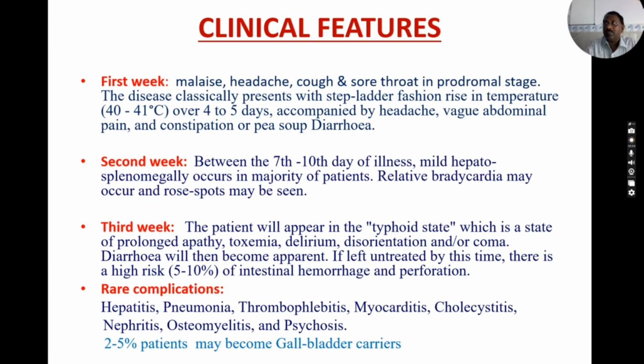Third week is a very dangerous one. Typhoid state, in which there is a state of prolonged apathy, toxic delirium, disorientation, and sometimes coma also. Diarrhea will then become apparent. If left untreated by this time, there is a high risk, 5 to 10%, of intestinal hemorrhage and perforation. So these two are very, very common in the third week of the fever.